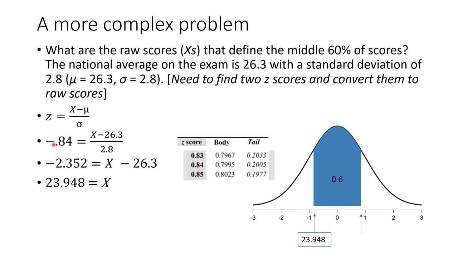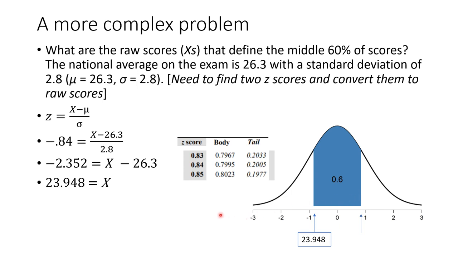Now you'll notice I have a negative here. Why did I do that? Because this z-score is negative. It's to the left of 0. So we just have to reason it out that that's going to be negative. If I now solve this equation for x, that will give me the x score that starts the middle 60%. So you multiply both sides of this equation by 2.8, and then it brings you down here. Then you add 26.3 to both sides of the equation, and now you solve for x. This is the raw score that starts the middle 60%.